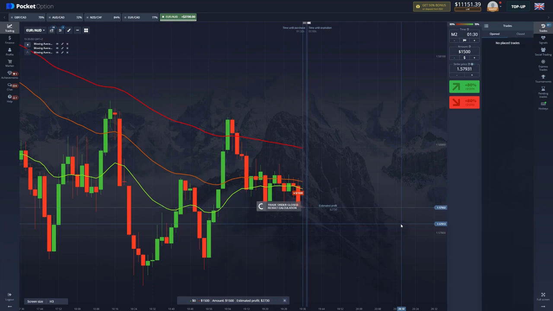And just like that, we secure another option. And also we have made almost $4,000 using this scalping technique.